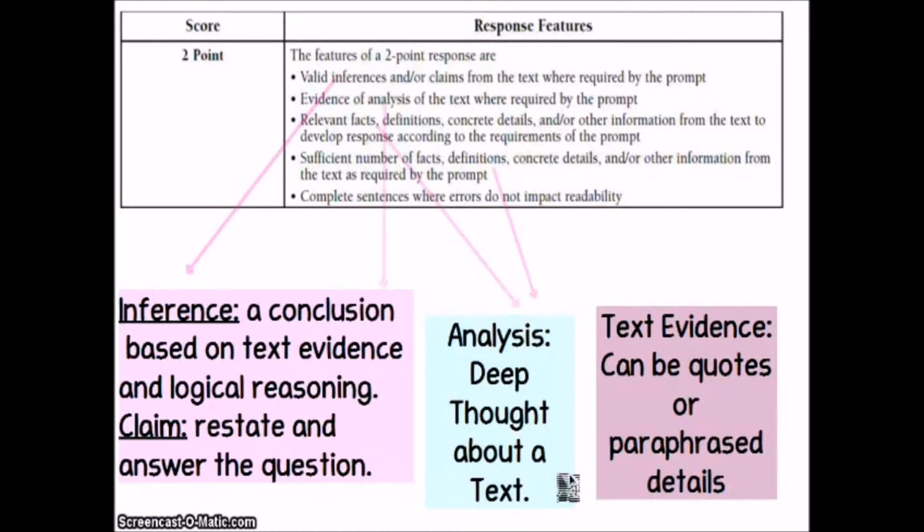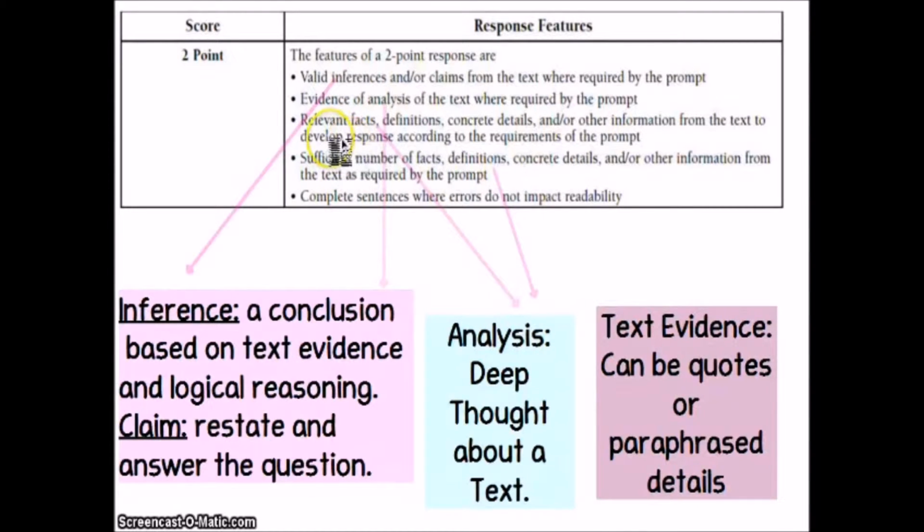So if we use the previous example of the character storming in the room, you could say that the author is showing us through his word choice and the character's actions that this character is angry. And that would be deep thought because you're really thinking about the way the text is working and what the author is doing. The third bullet point and the fourth bullet point both have to do with text evidence.